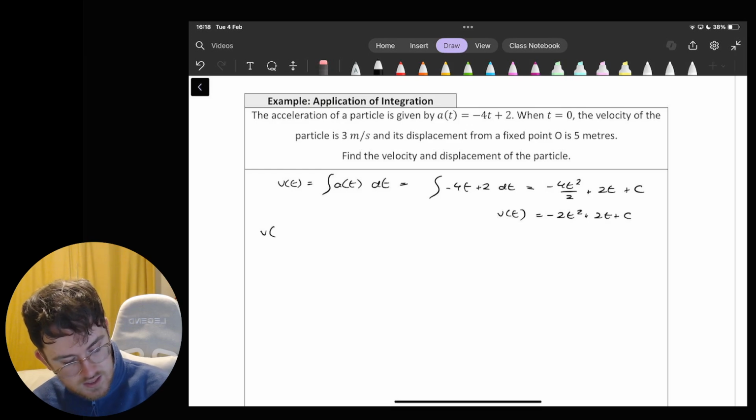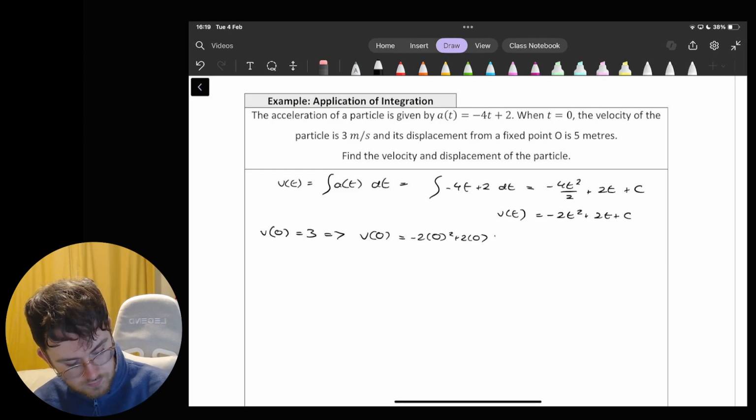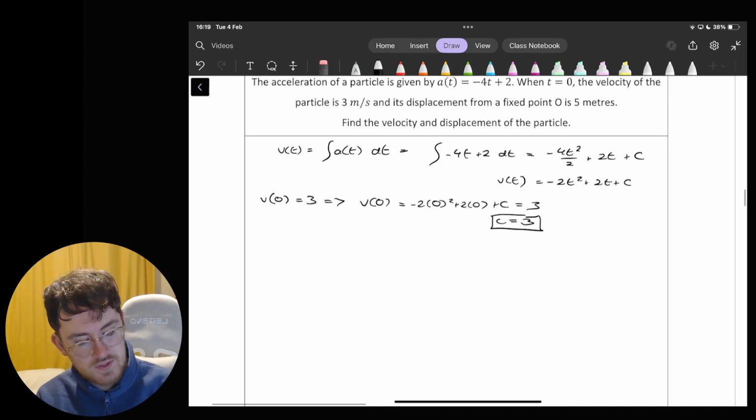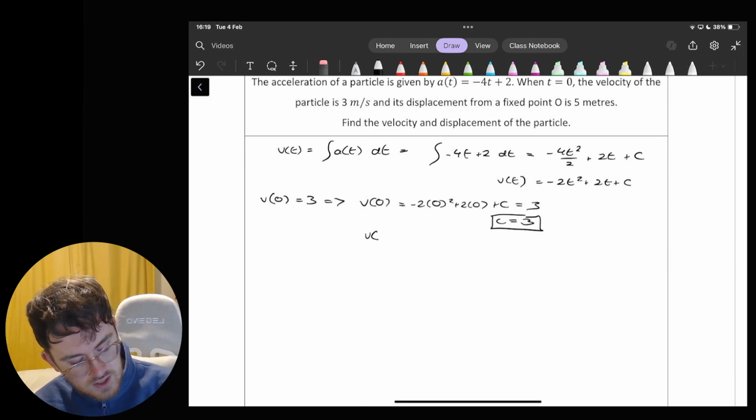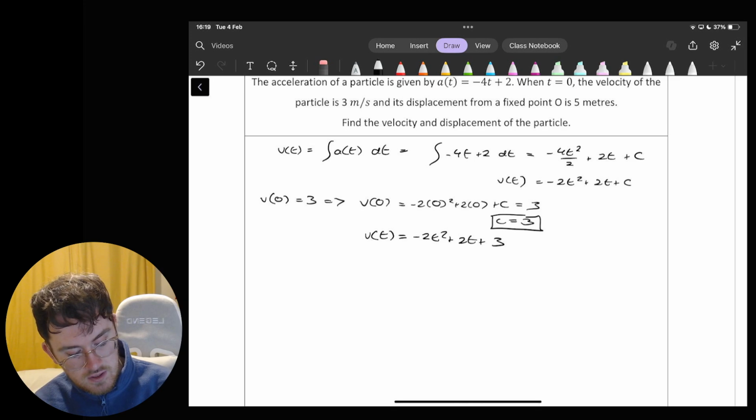Then velocity at time 0 should be 3. So let's try it out. Velocity at time 0: minus 2 times 0 plus 2 times 0 plus c is equal to 3, which means c is equal to 3. So my velocity is minus 2t squared plus 2t plus 3. Okay, integrating that then to find displacement.